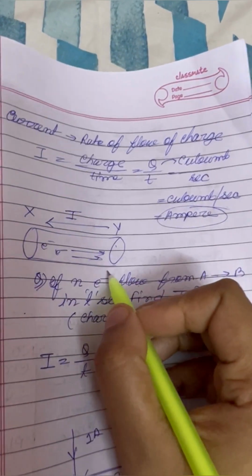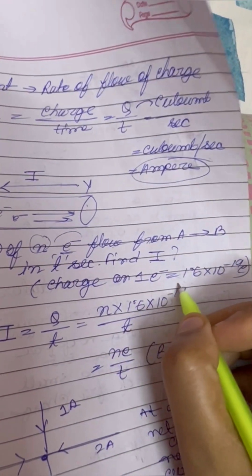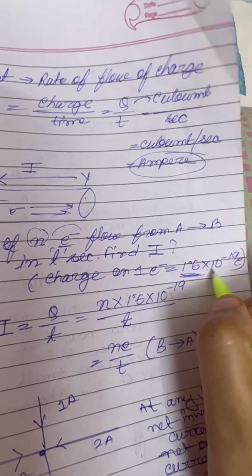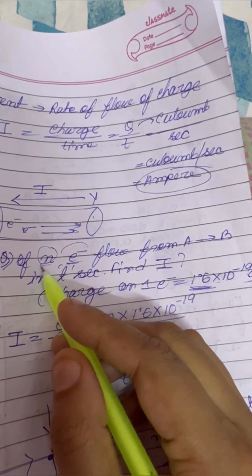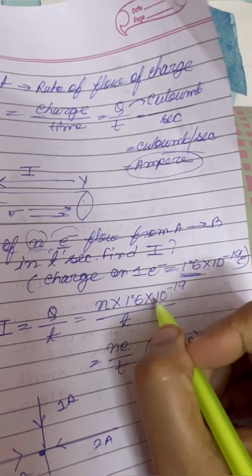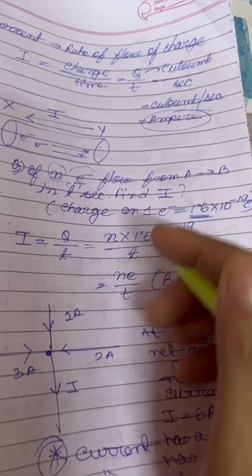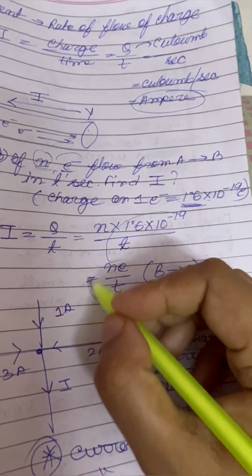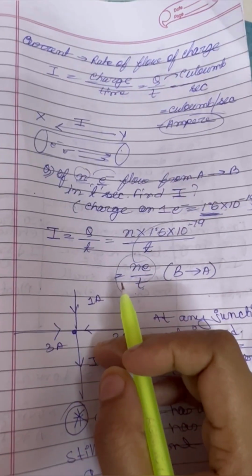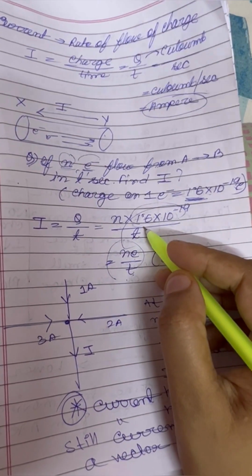So for n number of electrons, one electron charge is given here: 1.6 into 10 to the power minus 19 coulomb. So n electrons give n into 1.6 into 10 to the power minus 19, and obviously divided by time, the t seconds. So we denote it as nE by t. So I is equal to nE by t. Here E is the charge of one electron.